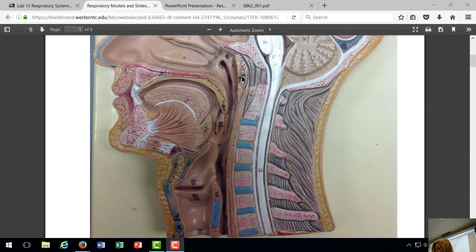Then we have the eustachian tube or the auditory tube. If you remember when we studied the ear, from the middle ear, there was that tube that went from the middle ear, from that tympanic cavity down into the nasal cavity. That's what this is here. This hole right here is the end of a passageway that connects to the middle ear.